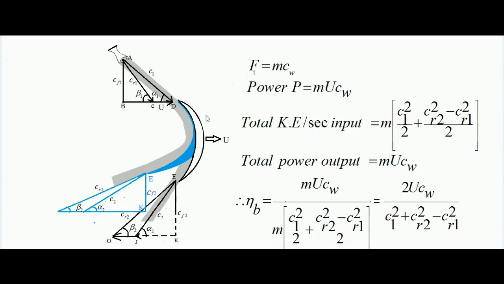Now the force developed over the blade in the horizontal direction is given by m·cw, and power, we know, is equal to m·u·cw. Now what is the total kinetic energy per second input to this blade? One kinetic energy is due to this c1, that is m·c1² by 2, and since enthalpy change is taking place inside the blade also, converting into kinetic energy inside the blade, because in an impulse reaction type blading system there is an enthalpy fall inside the blade and an increment in kinetic energy takes place inside the blade also. Since the blade is moving, we have to talk in terms of relative velocities. So the net change in kinetic energy in terms of relative velocities is m(cr2² − cr1²)/2.